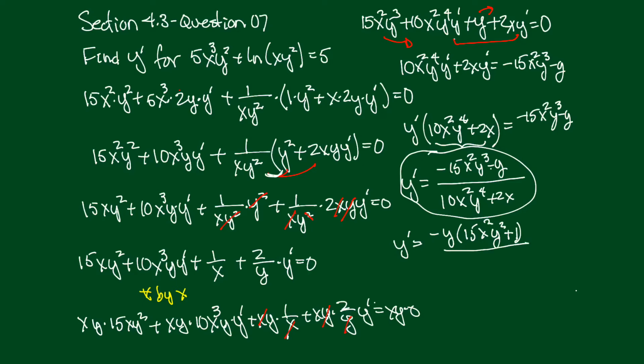Over, now in the bottom, what have we got? We've got a 2 and a 10. I can take a 2 out. I've got 2 x's here, 1 here. I can take out a 2x. So if I take out a 2x, I'm left with 5x y to the 4th plus 1. Okay, so the first one is good. This one might be better because it's factored.